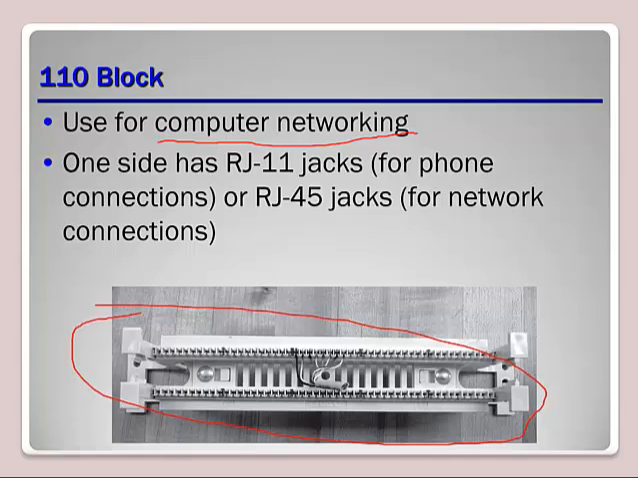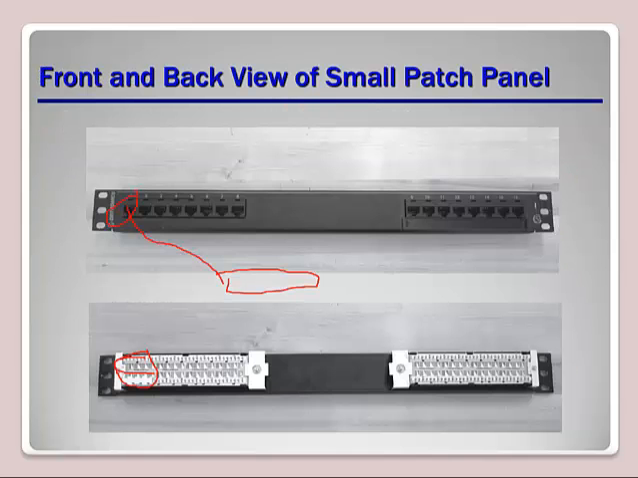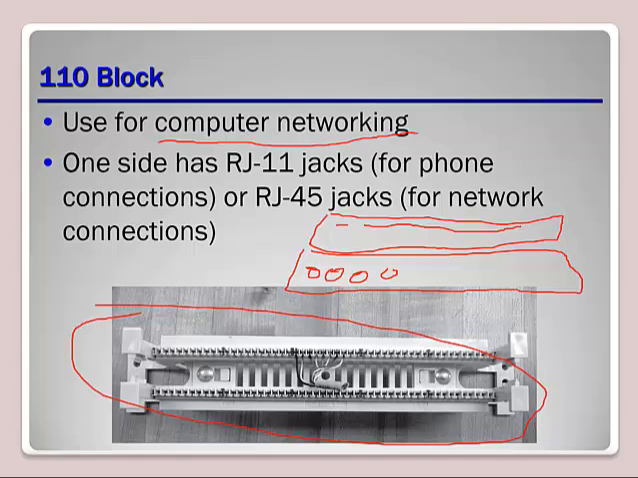We're going to use more of what you saw in the beginning when I showed you that patch panel, where the jack's like that, and then on the back of it, it had that section where you could do the punch downs. We'll just back up to it real quick so you can see it, right here. One side has the RJ11 jacks for phone connections or RJ45 jacks for network connections. We don't really use the 110 blocks for that anymore, though.